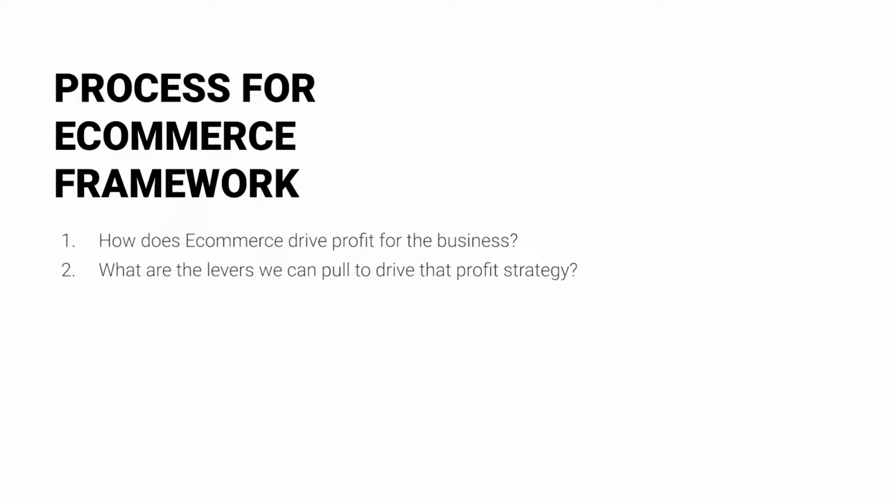So what are the levers that we can pull to drive that profit strategy? We should be looking to understand these so we can measure the right events and parameters. Define the profit strategy. Is it to increase revenues or cut costs? So if it's to cut costs, maybe we need to reduce clicks to phone calls and improve completion rates online.